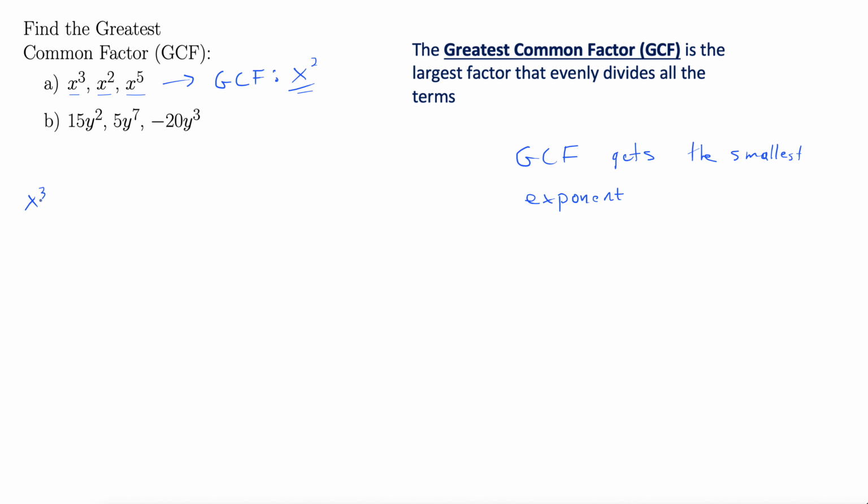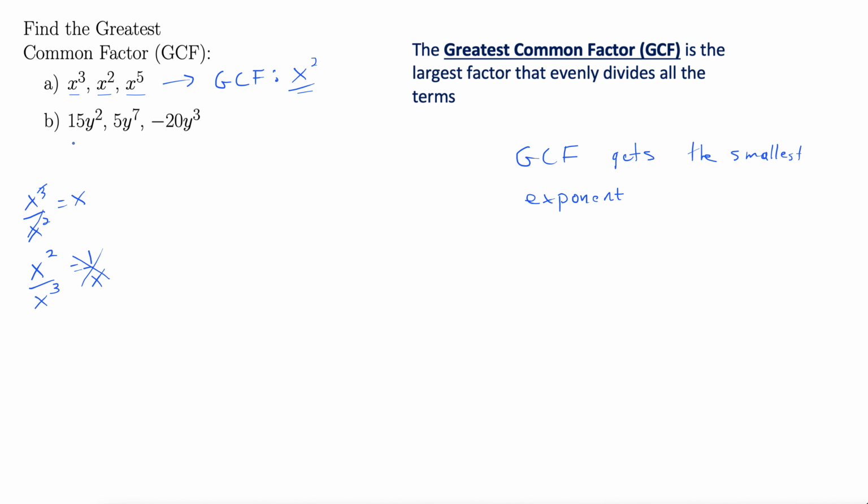If we did x cubed divided by x squared, those cancel, leaving us with just x. So that works. But x squared over x cubed, now we don't have a nice division. We get something like 1 over x, which is not what we want. So a good way to remember it is the GCF is always the one with the smallest exponent.